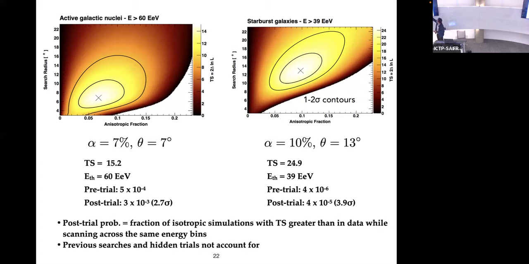So those are the pre-trial TS, and then the post-trial TS, after accounting for the fact that you have scanned different energy thresholds and different combinations of alpha and theta, so you dilute the statistical significance of the data. This would be a 2.7 sigma, and this would be a 3.9 sigma, in the correlation with the direction of the AGN. In the correlation, we are trying to fit the data with that, compared to random. Yes, to random.